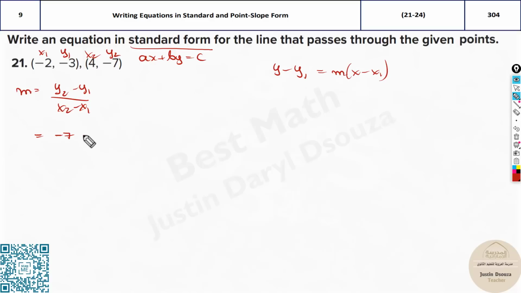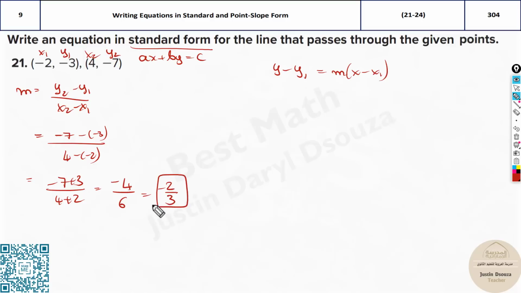y2 is minus 7, minus of minus 3, divided by x2 which is 4, minus of minus 2. The answer would be minus 7 plus 3 divided by 4 plus 2. When you solve this, it will be minus 4 divided by 6. It is negative 2/3. That is the slope. So m value is minus 2/3. x and y will remain as they are, but what are y1 and x1? You can choose this set or this set, up to you. I'll choose the simplified one, the minus 3, the first one itself.